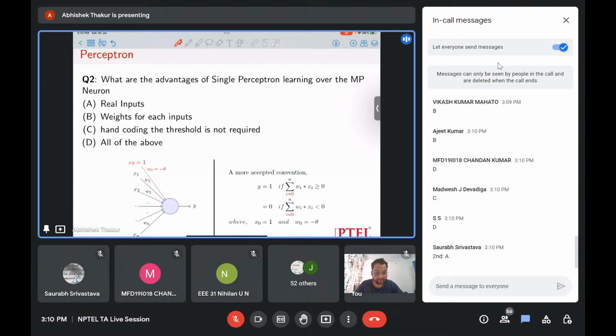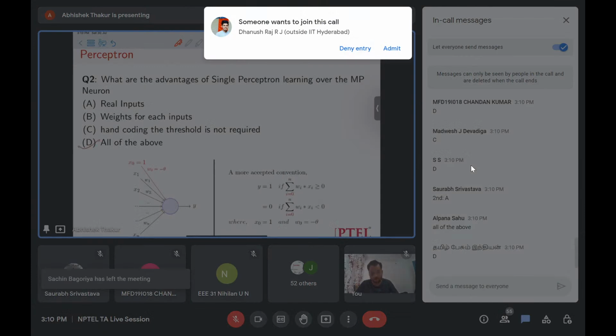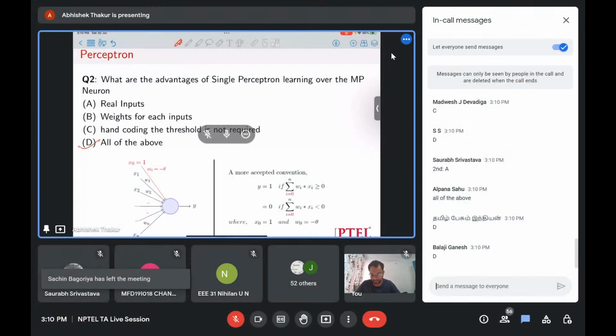In this, there is some confusion. Most of the people are answering A, B, C, and D. The correct option is option D, all of the above. We will discuss each point one by one.